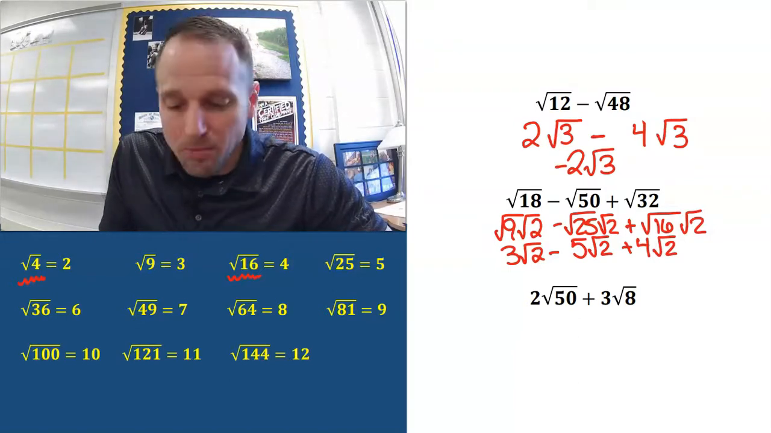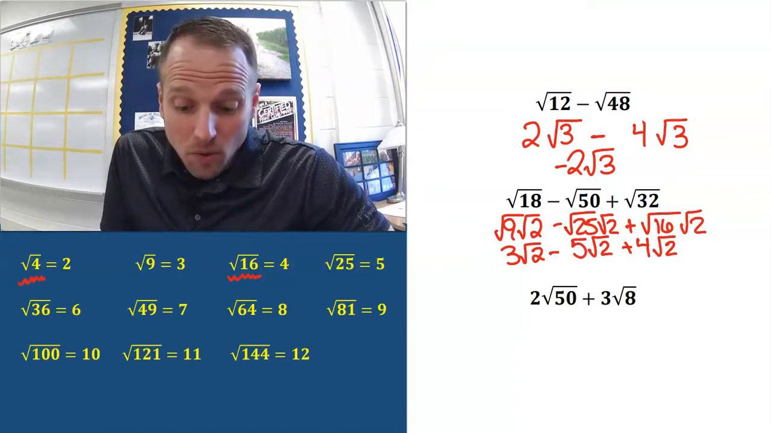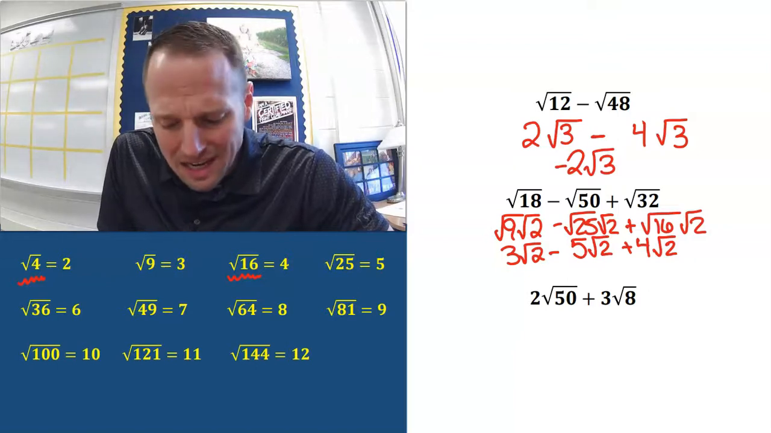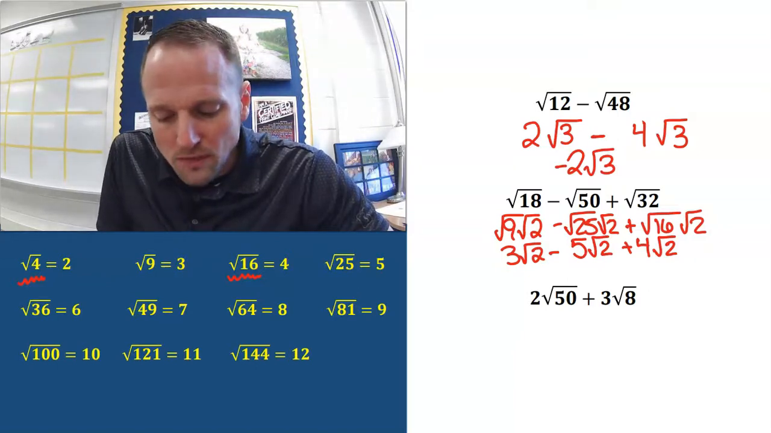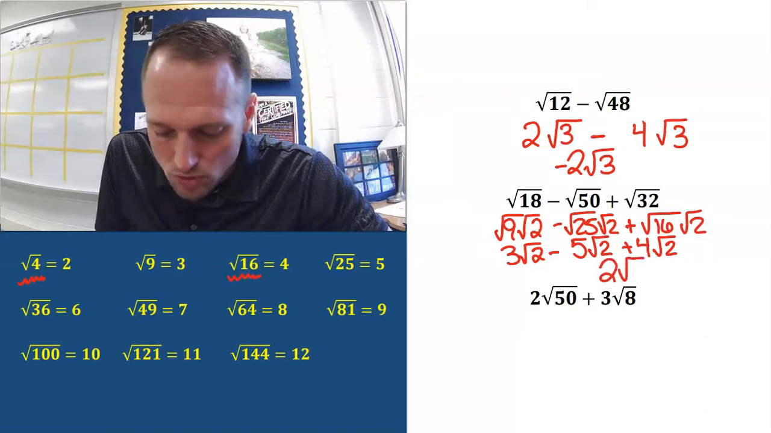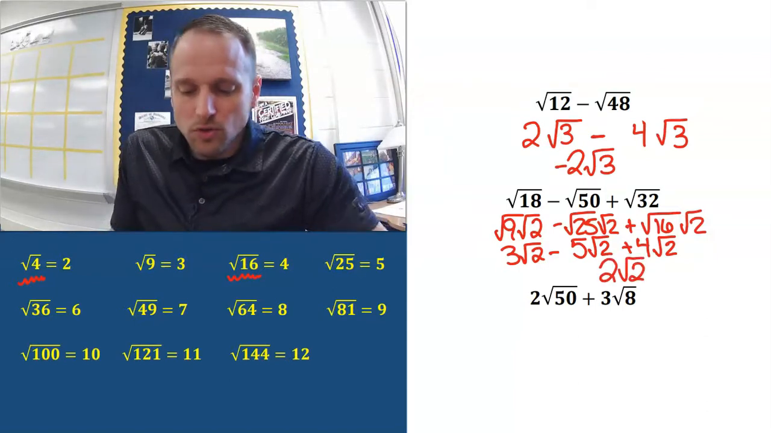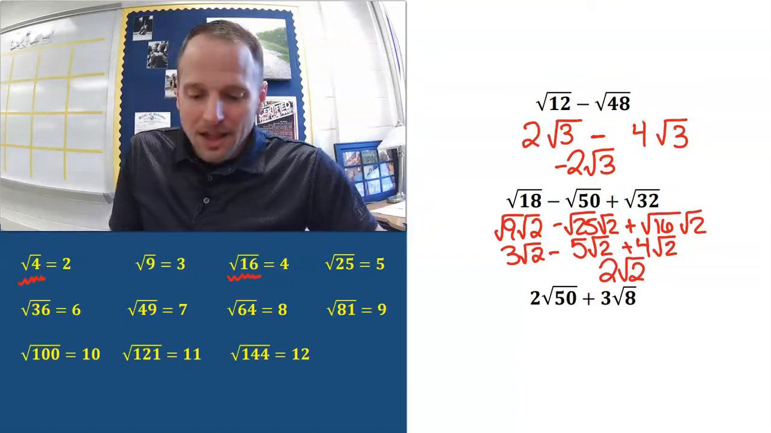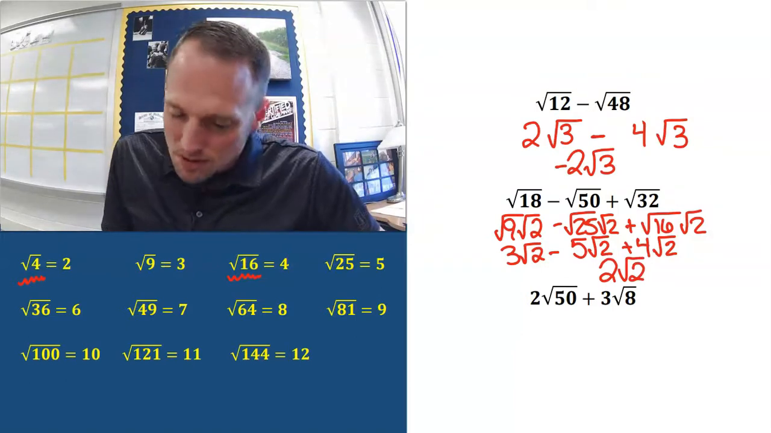All right, so now let's combine these. They're all the same. So we've got 3 minus 5 is negative 2, plus 4 is going to be positive 2. So this is going to be positive 2 root 2. All right, last problem, and this one's tricky.